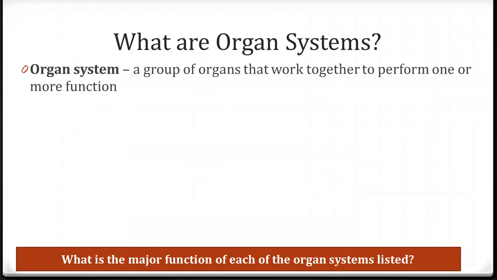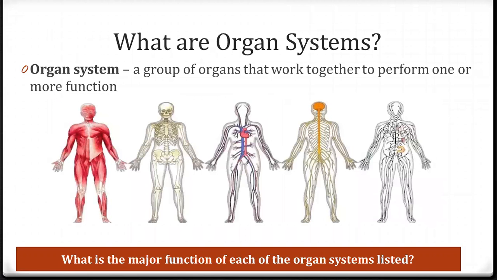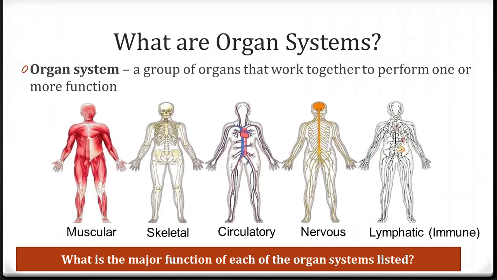Okay, so what are organ systems? They are a group of organs that work together to perform one or more functions. So these are different organ systems: muscular, skeletal. So muscular obviously helps you move. Skeletal gives you support in movement. Circulatory, your blood flowing. Nervous system deals with responses. And then lymphatic is your immune system.